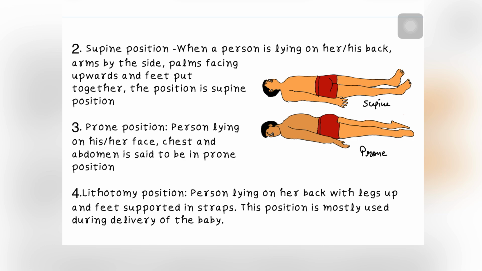Now let's talk about other positions apart from the anatomical position. There are four positions. The second one is the supine position, and opposite to that is the prone position. In the supine position, a person is lying on his or her back. You have to just remember this. As you can see, the patient is lying in the supine position on his back.